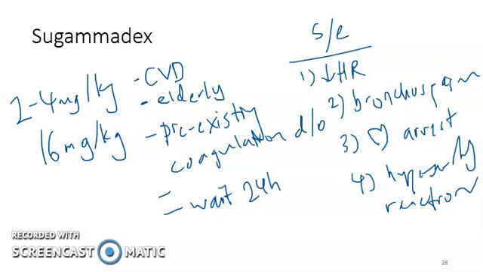So that's all for Sugammadex. Next time we might talk about the drug-drug interaction between Sugammadex and other drugs.